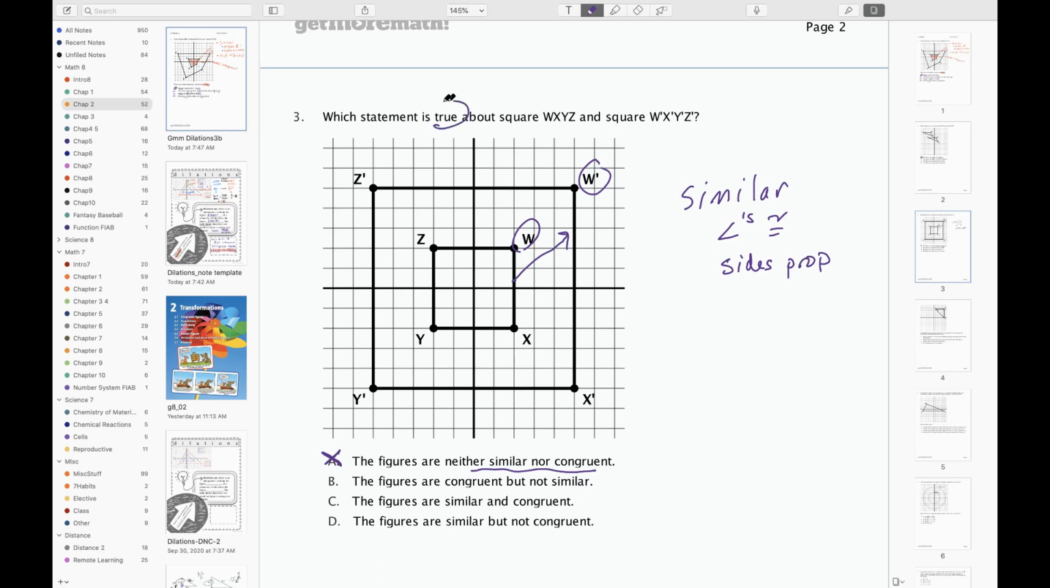And then I go back and say, okay, it's asking for true because I don't want to fall in that trap again. The figures are congruent but not similar. Nah. The figures are similar and congruent. Nah, because to be both similar and congruent, the sides would have to be the same, like on number 2. The sides are similar but not congruent. Ding, ding, ding. Okay. A dilation gives us similar. A dilation doesn't necessarily give us congruent. In fact, in most cases, a dilation would either make it bigger or smaller.